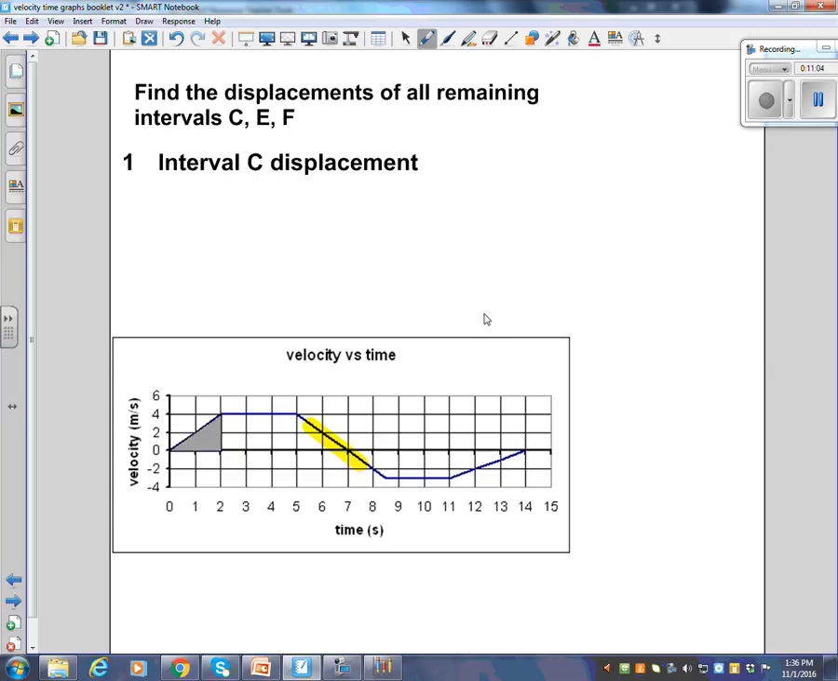Have a look here. It's a triangle, right? It's from 5 to 7, so that's a base of 2. The height is from 0 to 4, but it's a triangle, so we divide by 2, so my total is 4. If you didn't get it right, write down beside interval C that it's 4, because you're going to need it in a bit. Write the correct answer down.